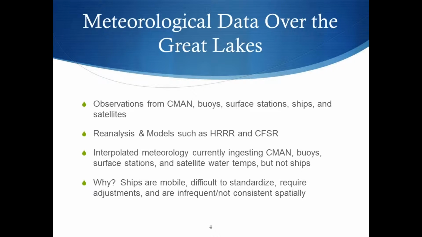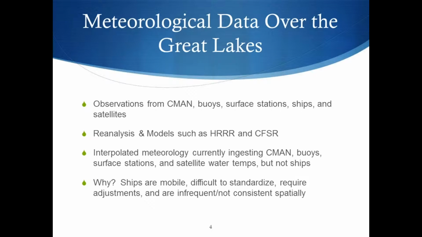So meteorological data in the Great Lakes mostly consists currently of observations from seaman or Coast Guard stations, buoys, surface stations, ships, and satellites. We also use reanalysis and models such as HRRR and CFSR for other data sources, and also interpolated meteorology, which ingests the seaman, buoys, surface stations, and satellite water temperatures, but currently not ships. And you might be asking, well, why? Well, there are some difficulties with using ship data.